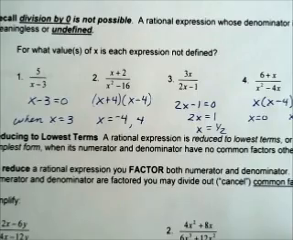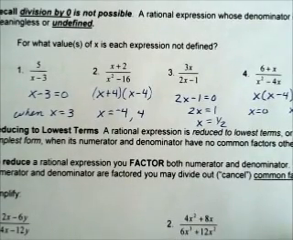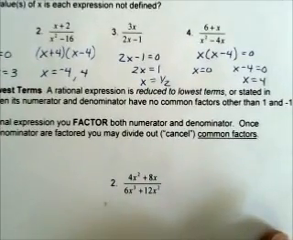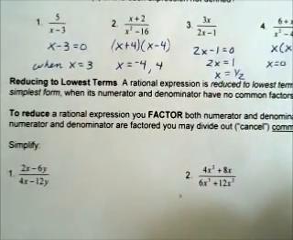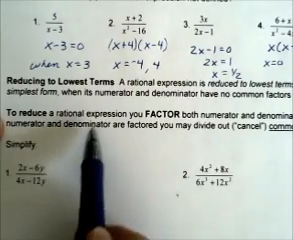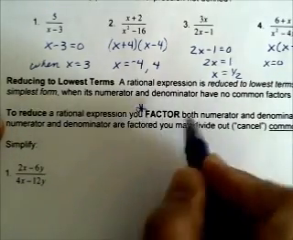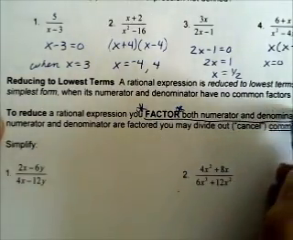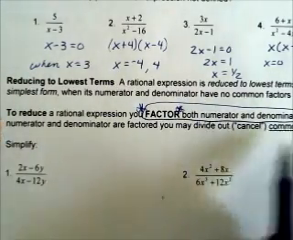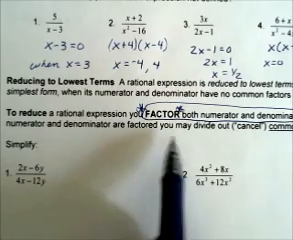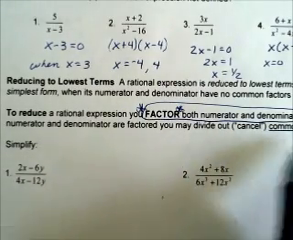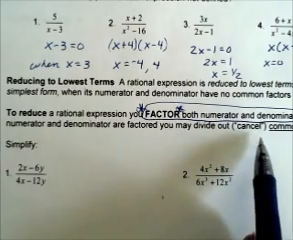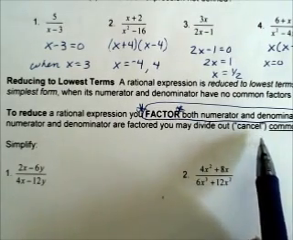Now, reducing to lowest terms. A rational expression is reduced to lowest terms, or stated in simplest form, when its numerator and denominator have no common factors other than 1 or negative 1. This is important here. To reduce a rational expression, you factor both numerator and denominator. Then, once the numerator and denominator are factored, you may divide out common factors. And dividing out the common factors, you're also familiar with the term known as canceling.